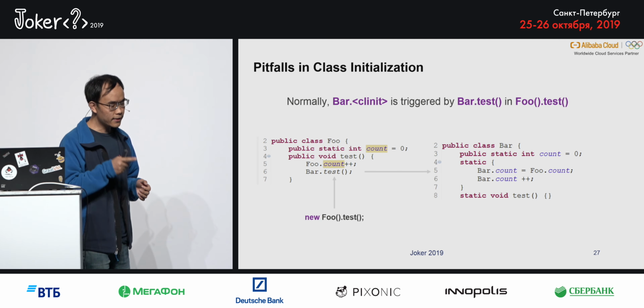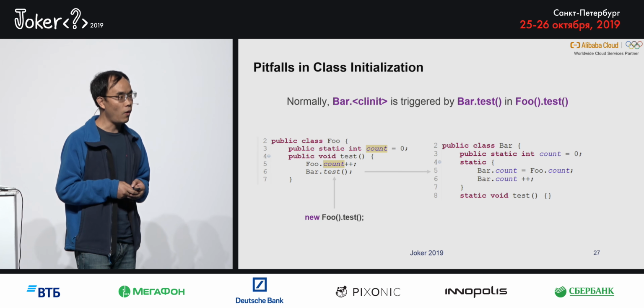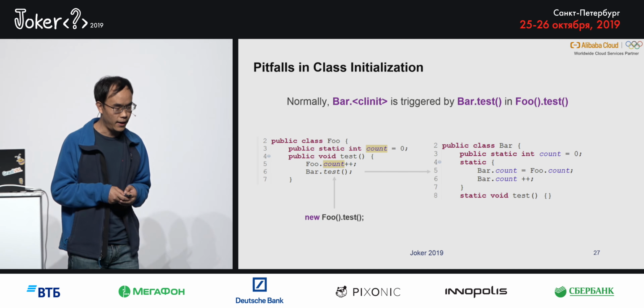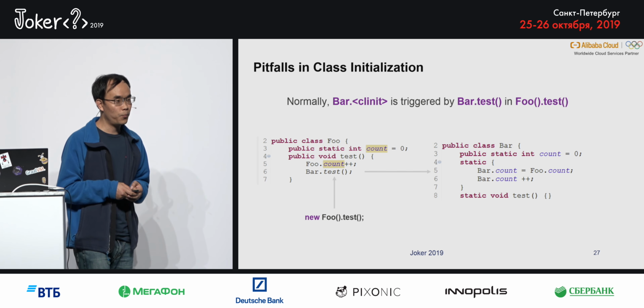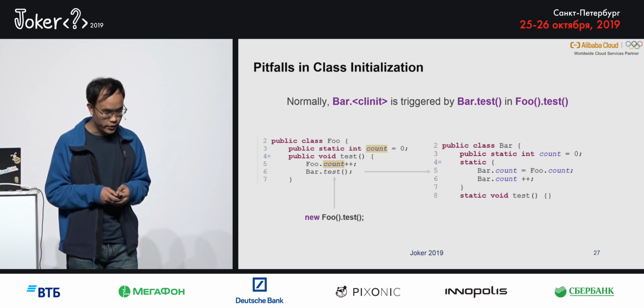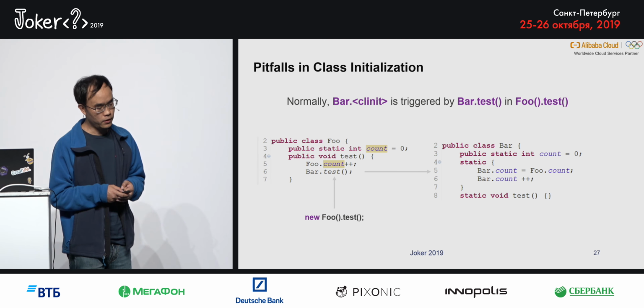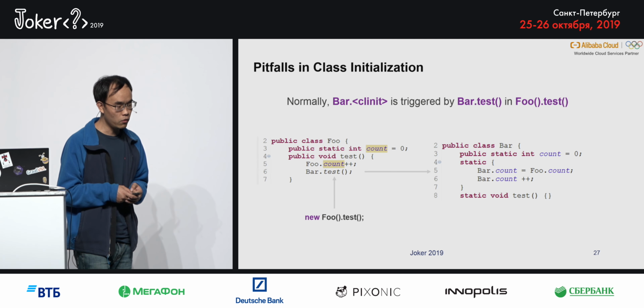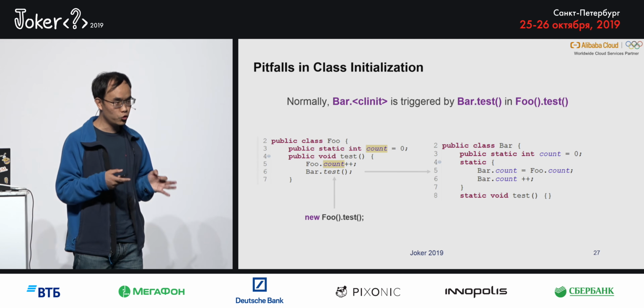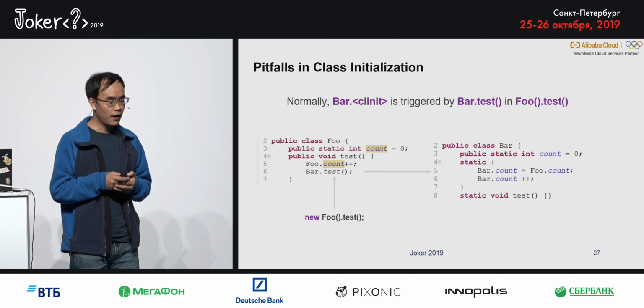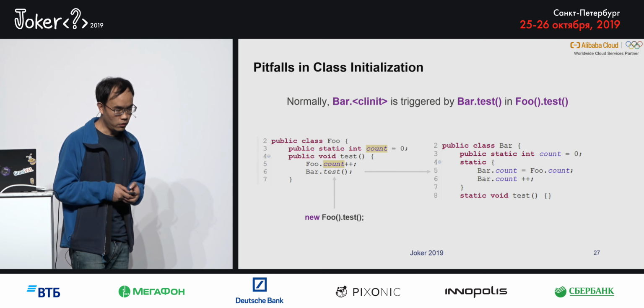So I think this is a hard part. Why do we need the first API? Actually, it is pertinent to class initialization. I will show this example. This is just to demonstrate the pitfalls in class initialization. So this is the case.